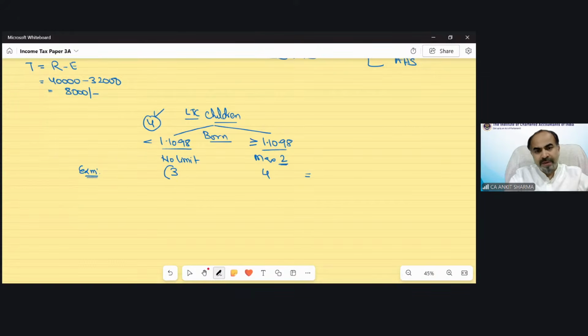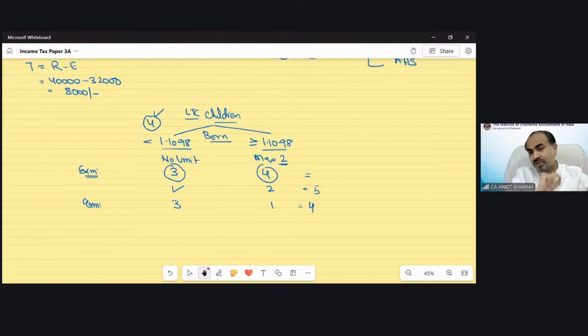Because there is no limit on children born before 1st October 98, all 3 of them can take this exemption. But out of these 4, only 2 can take the exemption. So total exemption that can be availed is 5. If I change this example, 3 children before, and suppose now one child takes birth on or after 1st October 98, then the answer would automatically be 4. Simple.